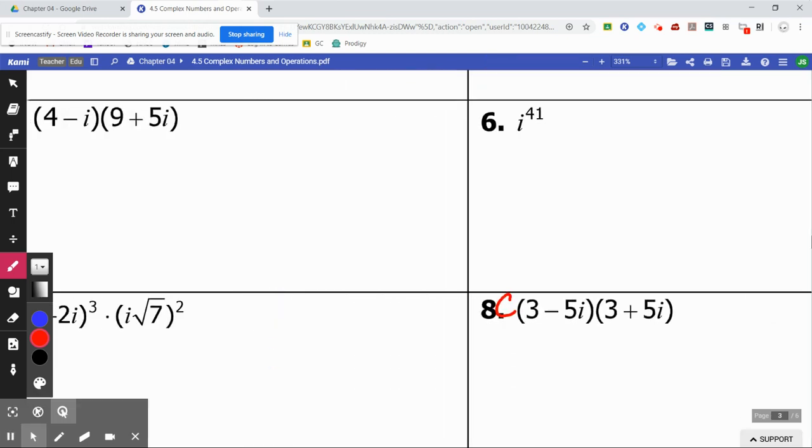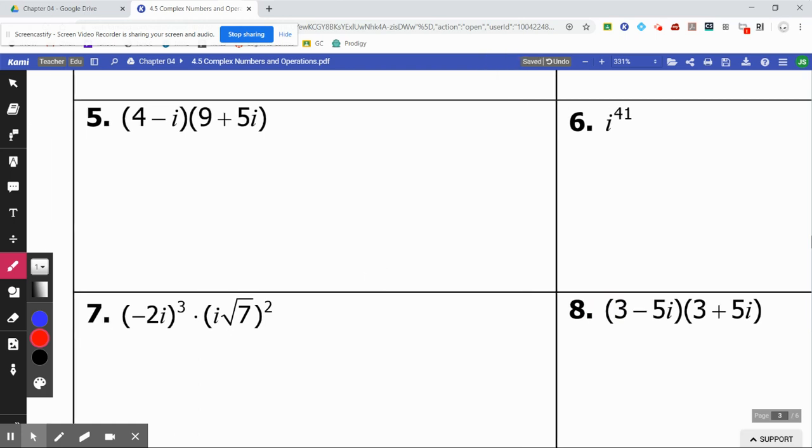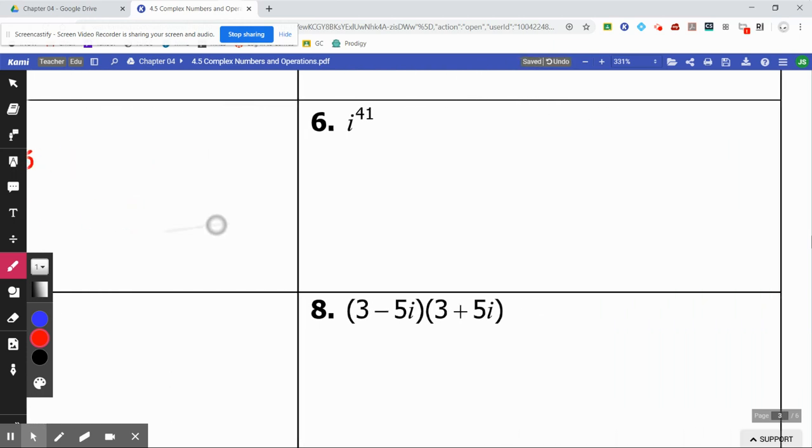Okay, number 5. Number 5, we're using the distributive property. 4 times 9 is 36 plus 20i. Negative i times both would be negative 9i and a minus 5i squared, which turns into a plus 5. Combine your reals, that's 41, and combine the imaginaries, it's plus 11i. This is a complex number. It's not pure real or pure imaginary. That's all because it's a combination of both.